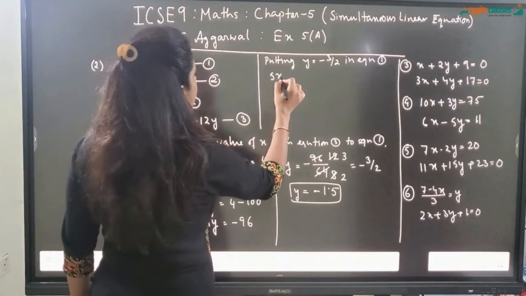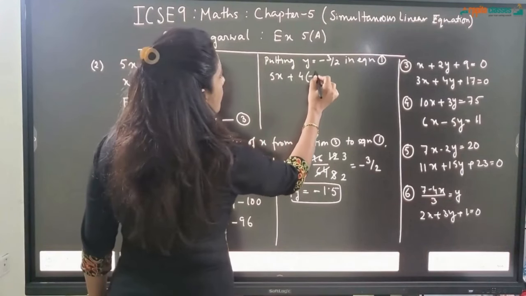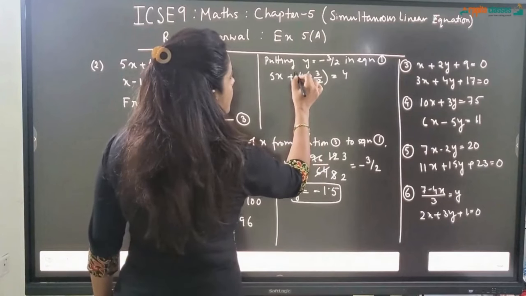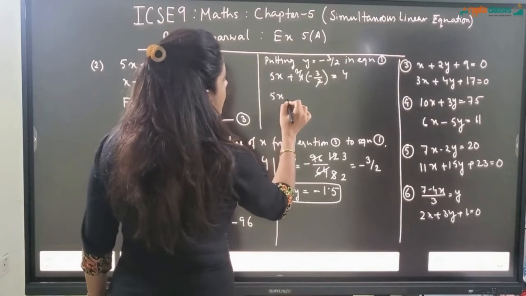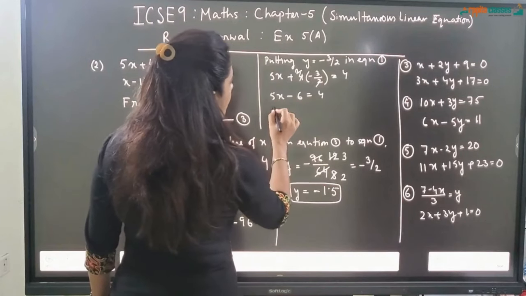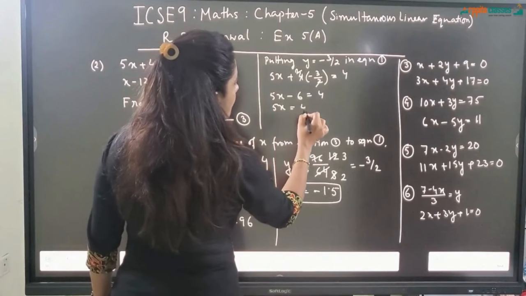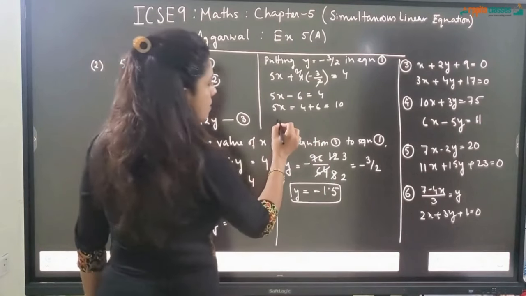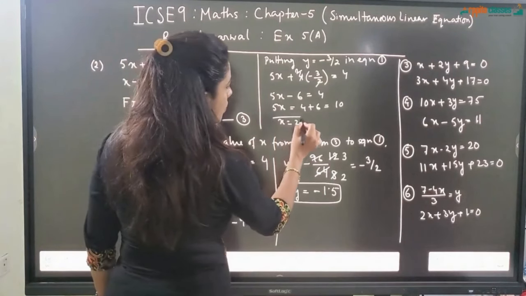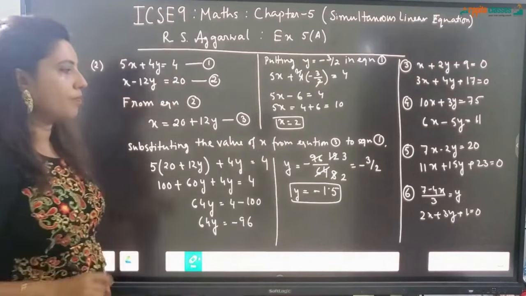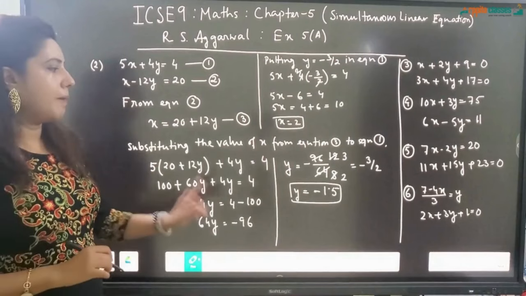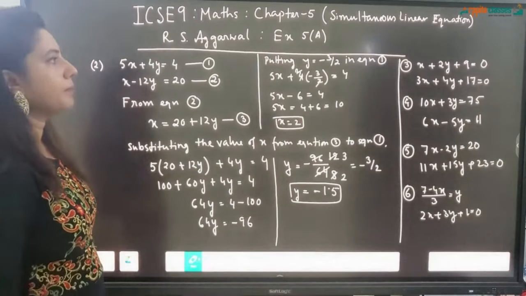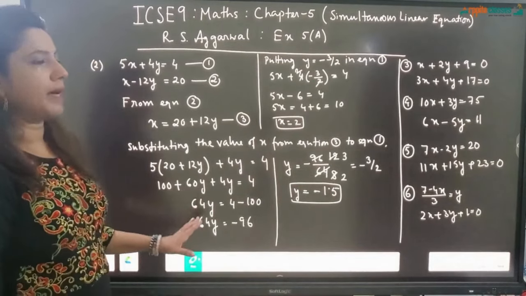So 5x plus 4 into minus 3 by 2 is equal to 4. Here this gets cancelled. So 5x minus 6 is equal to 4. Get minus 6 that side, 4 plus 6, that is 10. So 5x is equal to 10, so the value of x will be 2. So we got the value of x as 2 and y as minus 1.5 or minus 3 by 2. You can write down any of the values. So this sum was solved by substitution method.